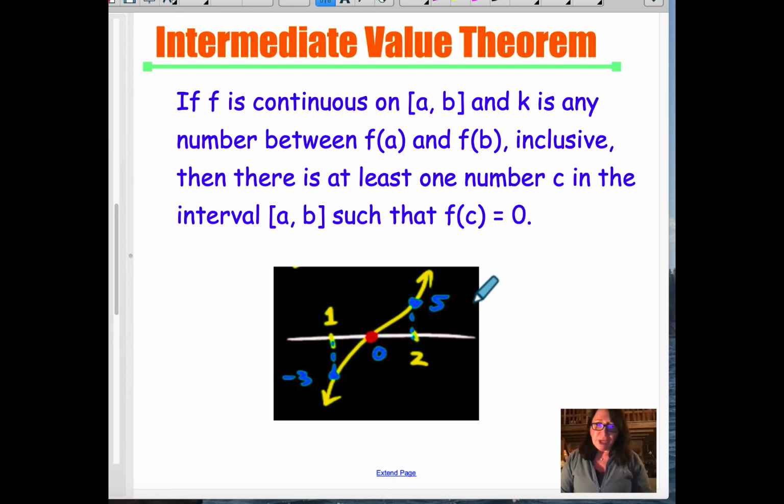Now, this is something new. It's pretty quick and easy, actually. It's the intermediate value theorem. It says if f is continuous on the interval a, b, and is any number between f of a and f of b inclusive, then there is at least one number c in the interval a, b such that f of c equals 0. What does that mean? It means that if you have a polynomial and it's continuous, so you have a graph like this, if there are any two values where you get one positive value, see the 5, and then one negative value, the negative 3, you plug in two numbers that they give you.